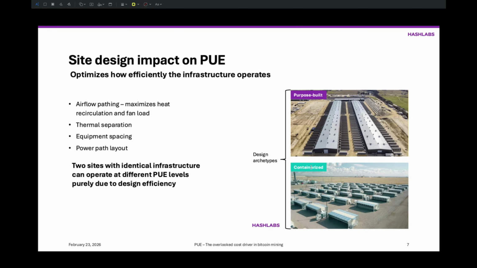And here you see the two archetypes of Bitcoin mining site design. You have the purpose-built site, and then you have the containerized site. Purpose-built sites can usually get a bit better power usage effectiveness because you can purposefully build it, adapt it exactly according to your requirements, to the climate where you are, to your infrastructure. While with a containerized site, you often just get the containers, and then of course you have to adapt the containers, etc. But yeah.